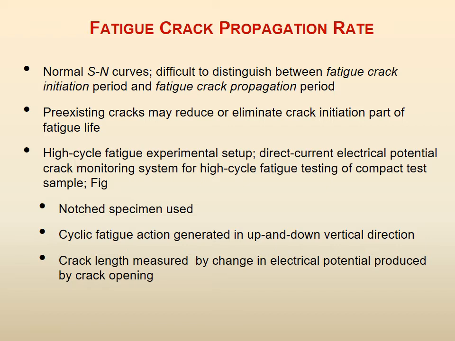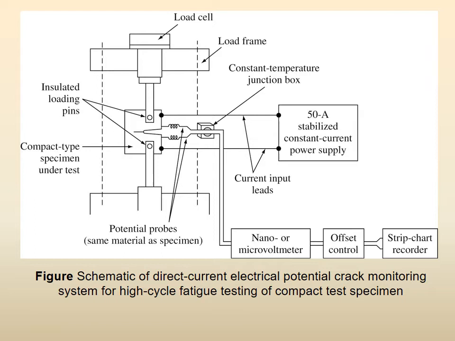After that, we started the main discussion of fracture mechanics: fatigue crack propagation rate, the rate at which a fatigue crack grows. We showed you the direct current electrical potential crack monitoring system, where it is like a fracture toughness testing machine. You have the compact specimen and the fatigue loading system and so on, but you also have a measurement system in terms of electrical voltage at the nano or microvolt level, of course, where you will measure the growth of the crack in millimeters or whatever. It's a very complicated, high cost machine, of course.